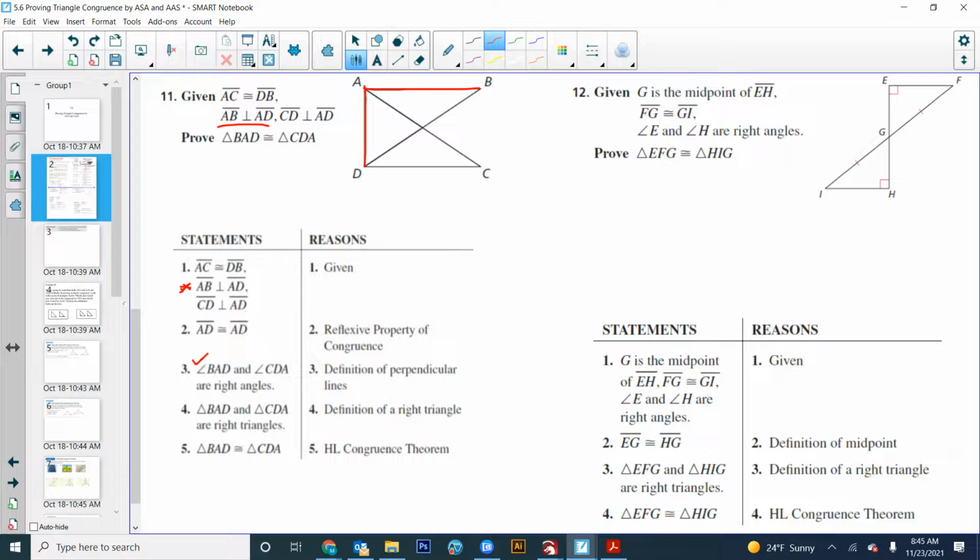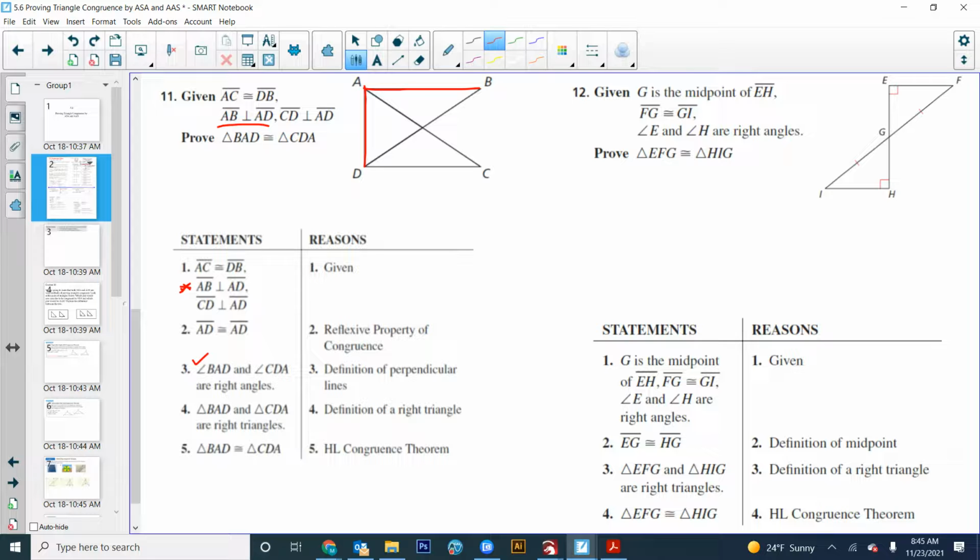Do you remember they emphasized early in the book that all right angles are congruent by the right angle congruence theorem? So if they were going to be thorough, they should have said step 3, they're right angles. And then step 4, they should have put angle BAD is congruent to angle CBA.